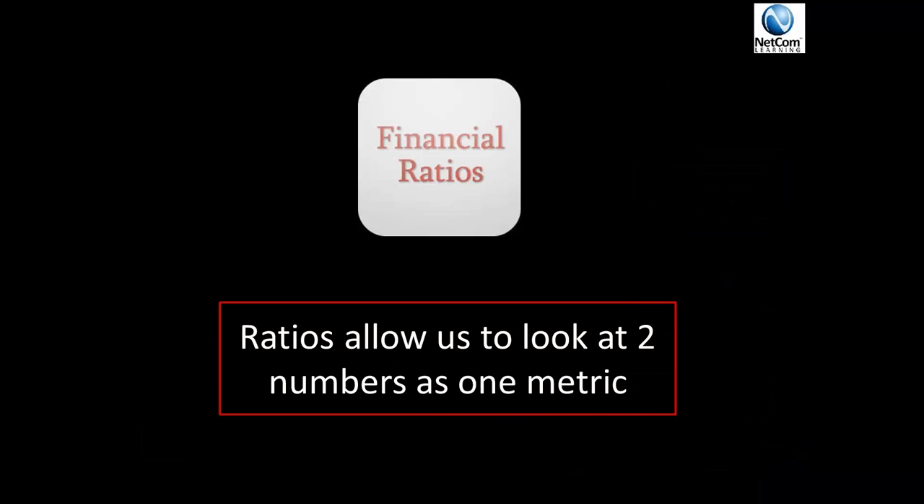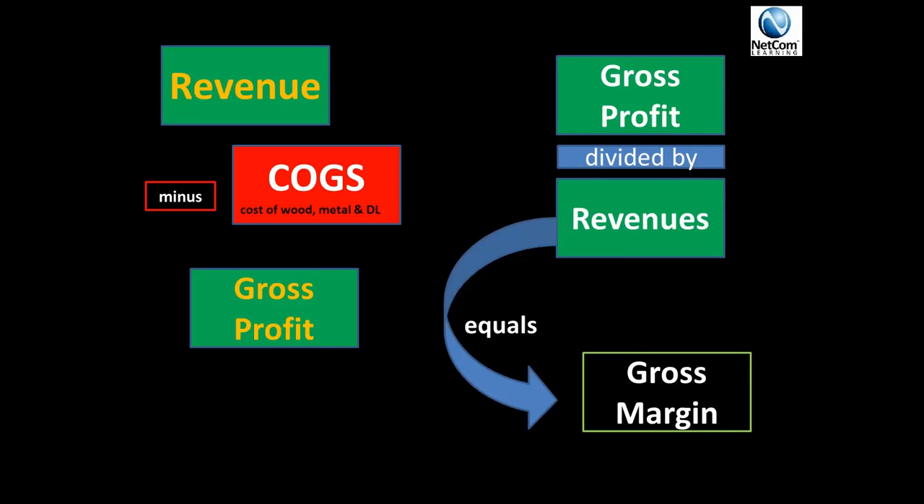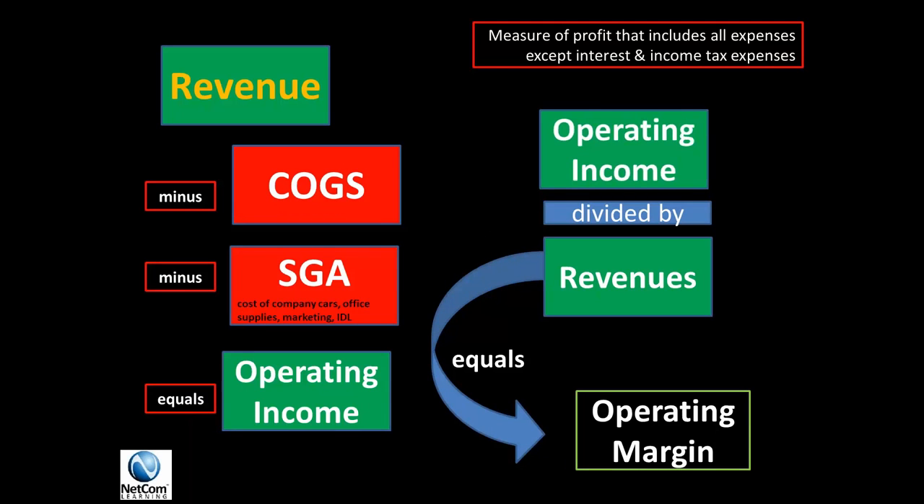Now, a financial ratio allows us to look at two numbers as one metric, and that's why financial ratio could be so powerful. Now, if we look at our income statement, we already talked about revenue, and we talked about COGS, cost of goods sold, the direct costs. Well, if we take revenue and we subtract COGS, we are left with a type of profit, the gross profit. And then if we take that gross profit and we divide it by revenue, we now have a gross margin. So we've gone from gross profit, which is given in an absolute dollar amount, to a gross margin, which is given as a percentage.